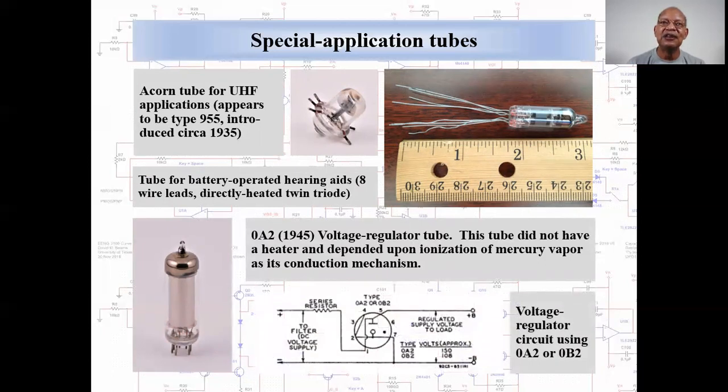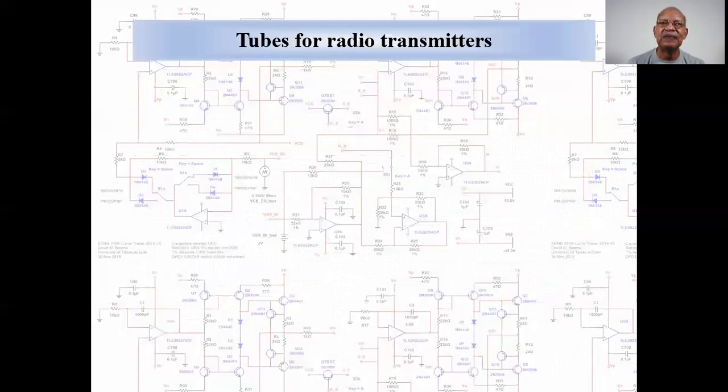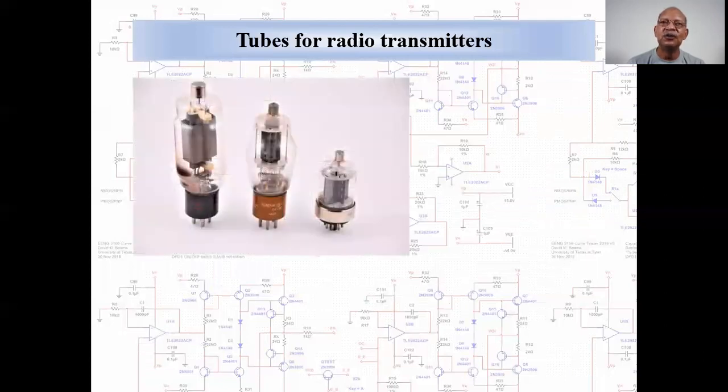Schematic diagram of a shunt regulator circuit using a mercury vapor voltage regulator. The OA2 provided a regulated voltage of 150 volts, while the OB2 was a 108 volt regulator. This slide shows tubes for high power operation, often for radio transmitters. These are the 3 types we will look at.